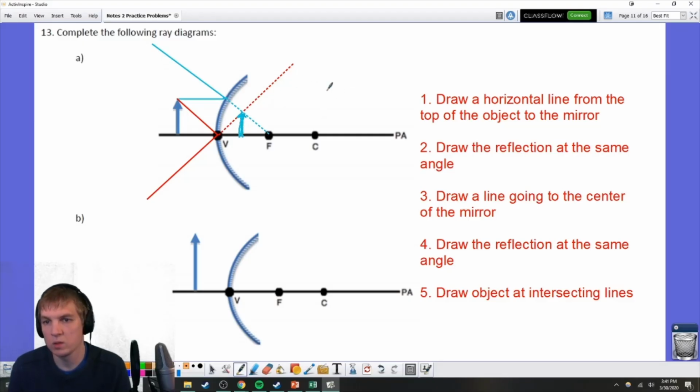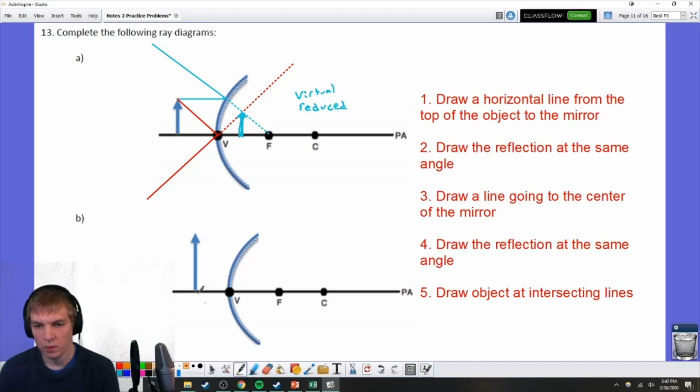All right. So what type of reflection is this? Well, this is virtual. I know the question didn't ask for it, but we're just going to write it. This is a virtual and it's a reduced reflection. Let's do part B, 13B.